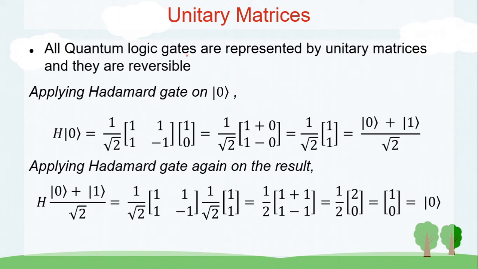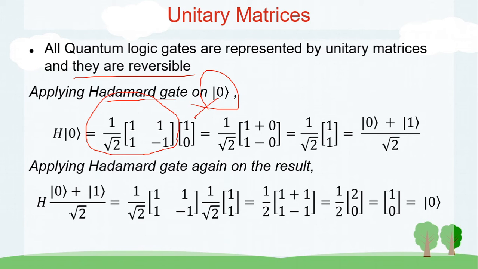Unitary matrices: all quantum logic gates are represented by unitary matrices, and they are reversible. This is important. So we'll take one gate. Anyway, all the gates we'll be seeing later, but let us take an important gate. That gate will apply to this state of a qubit. Okay, it is in the 0 state. And every gate will be expressed by a unitary matrix. That is what we are saying here.